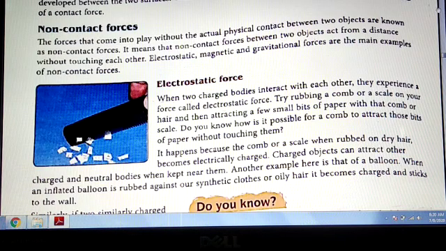Now another example given in your book is that of a balloon. What is an inflated balloon? An inflated balloon is one in which air is filled, and a deflated balloon is one in which the air has been taken out. So when an inflated balloon is rubbed against synthetic clothes, it becomes charged and sticks to the wall. Nowadays you must have seen in parties, in a room we just use an inflated balloon and it flies in the room. Some of them reach the ceiling also. That is all possible due to electrostatic force.